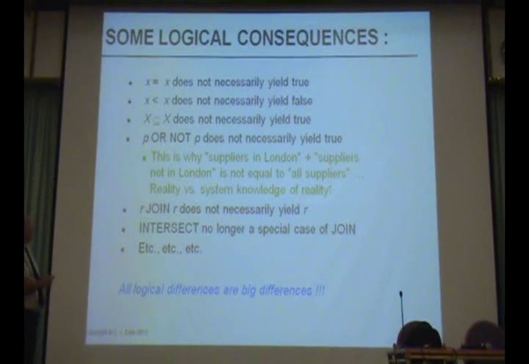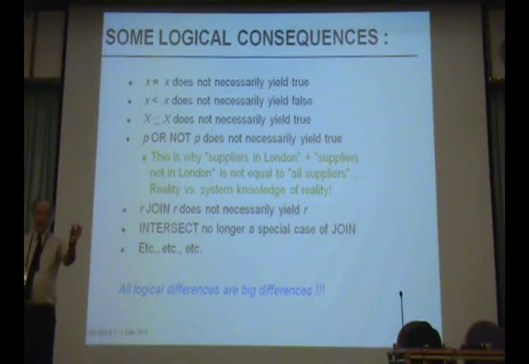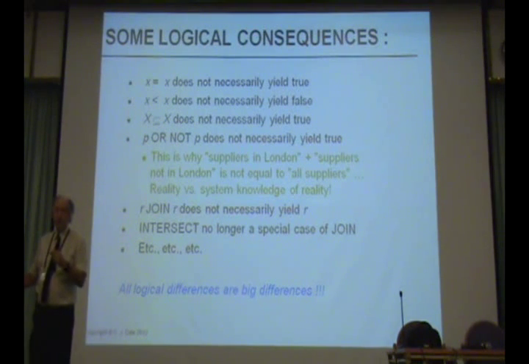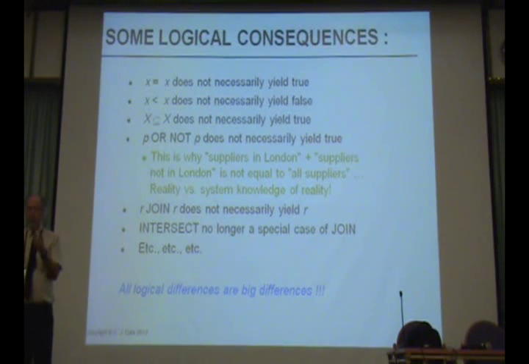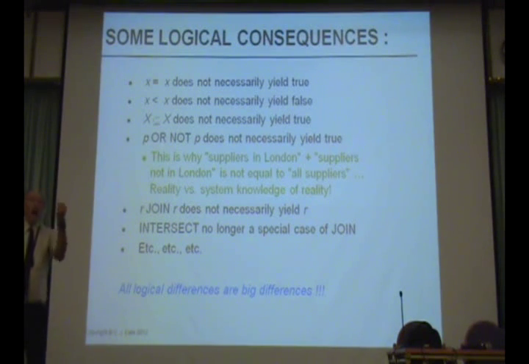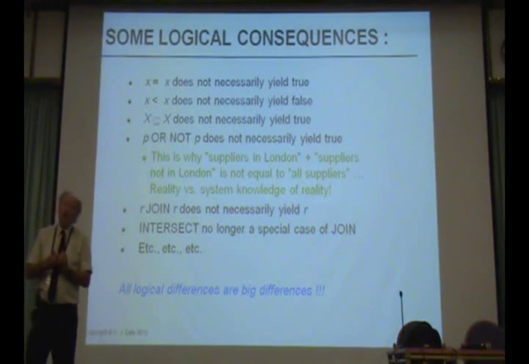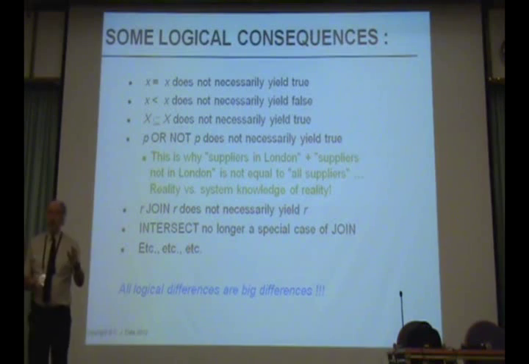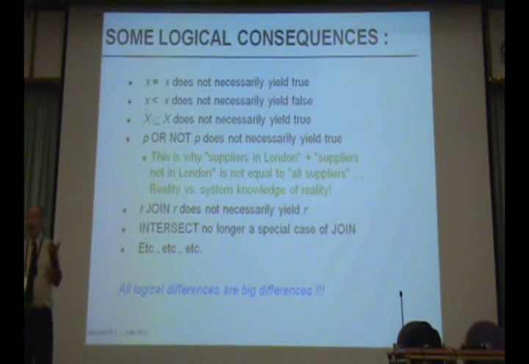If P is some condition, P or not P does not necessarily give true. Now, we all know this. This is why if you go to the famous suppliers and parts database and say, get the suppliers in London, and then get the suppliers not in London, you don't necessarily get all the suppliers. You have to say, get the suppliers who may be in London as well. Now, the reason for that is the database does not contain the real world. It only contains the system's knowledge about the real world. And in the real world, there are only two possibilities. The supplier is in London or the supplier is not in London. But inside the database, the system's knowledge, there are three possibilities. I know the supplier is in London, I know the supplier is not in London, or I don't know whether the supplier is in London. So it makes a kind of sense. But it's a kind of tricky point. And remember, you have to explain this to your naive end user.